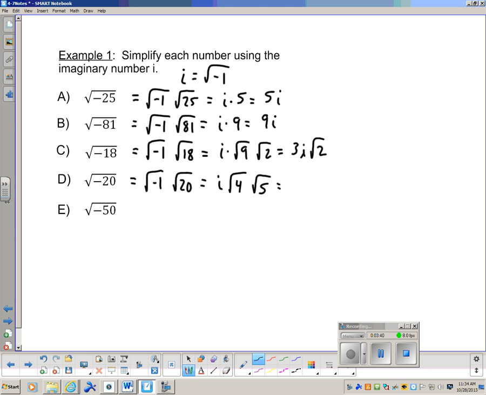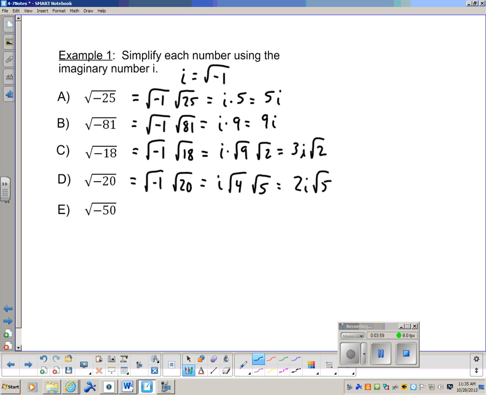I did not choose something like 2 times 10 because I can't find the square root of 2 and I can't find the square root of 10 nicely. So I'm always going to try to figure out if I can break it down to something I actually can find the square root of. So the square root of 4 there is 2. So I get 2i times the square root of 5.